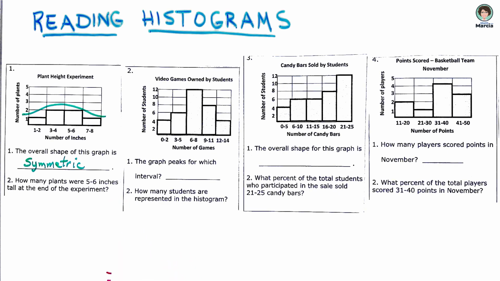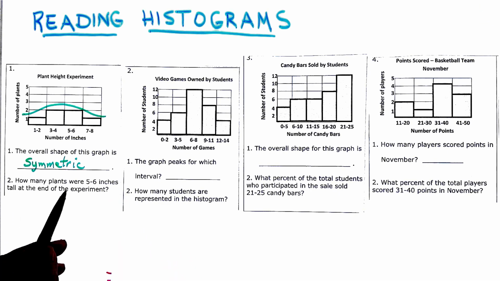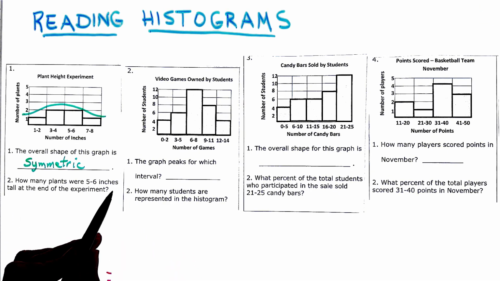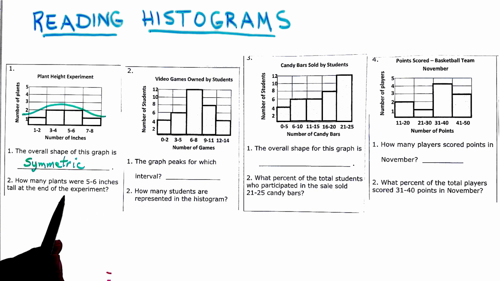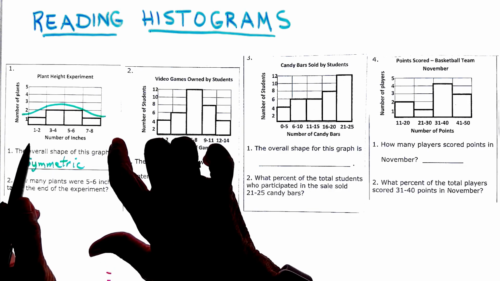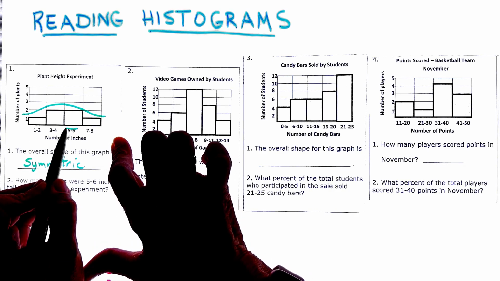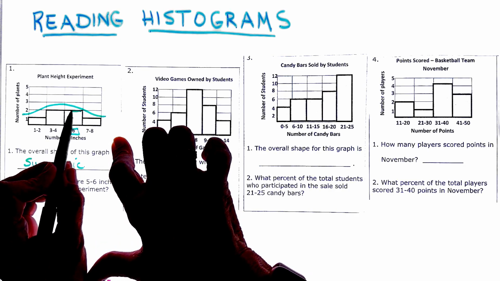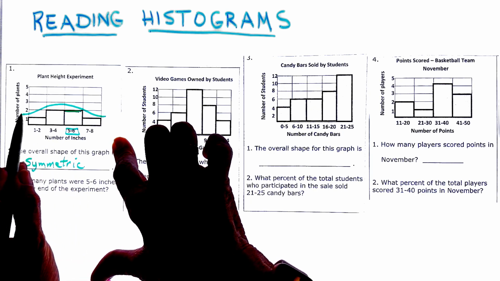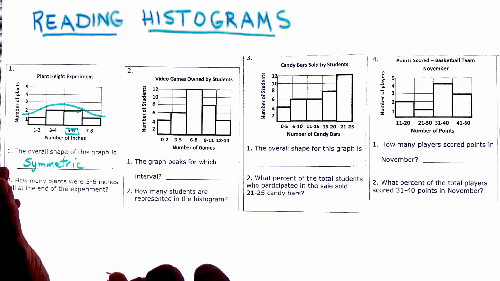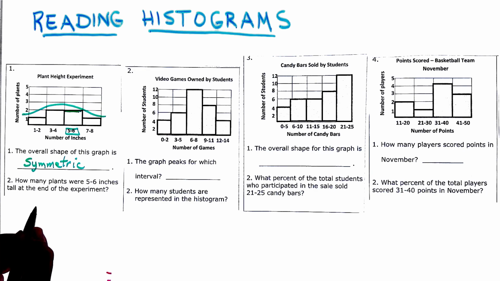The second question says, how many plants were 5 to 6 inches tall at the end of the experiment? All we have to do is go to where 5 to 6 inches is, look over at our number of plants, and we can see that there are 2 plants.